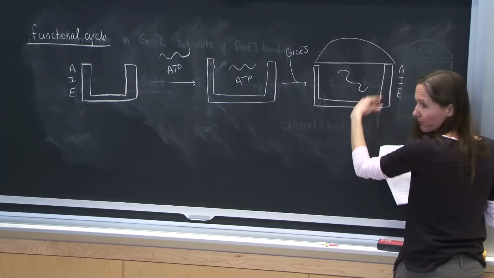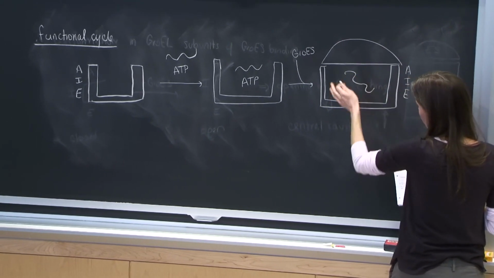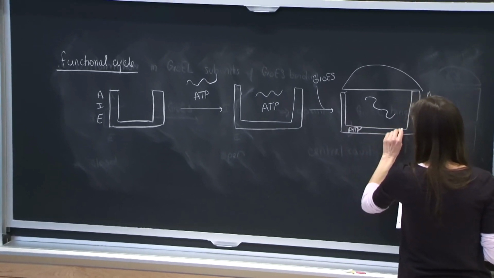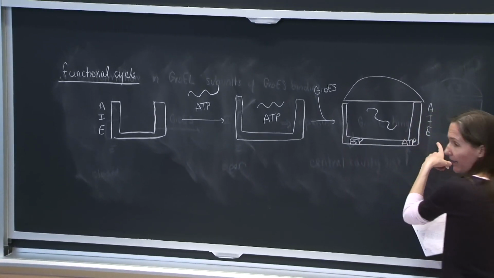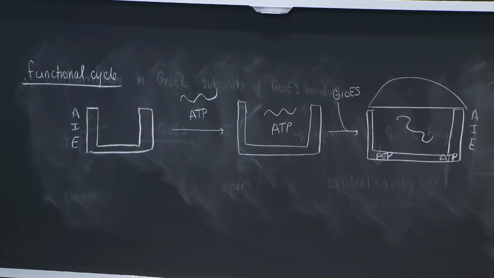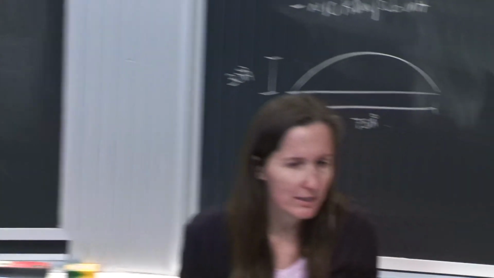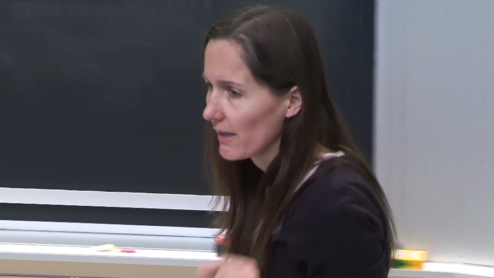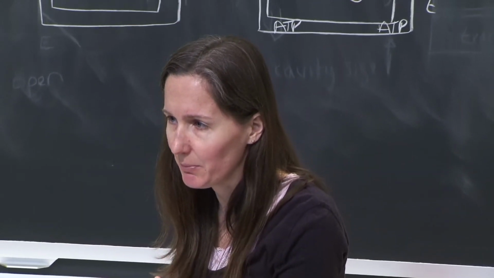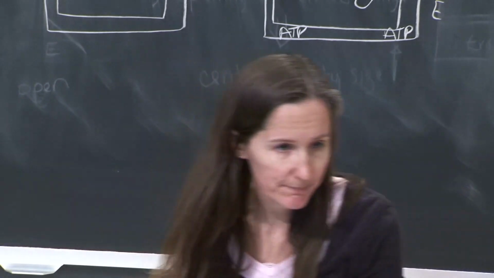So now this polypeptide is in this protected cavity, and ATP can bind in the equatorial domain of GroEL. Each GroEL monomer will bind 1 ATP. So there's 7 ATP bound in 1 heptamer if it's in the ATP bound form.